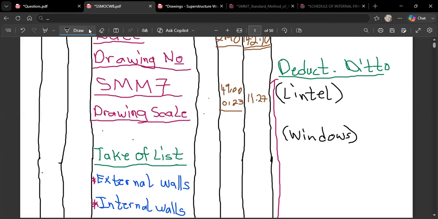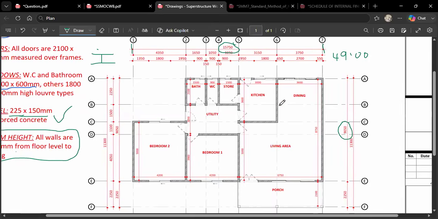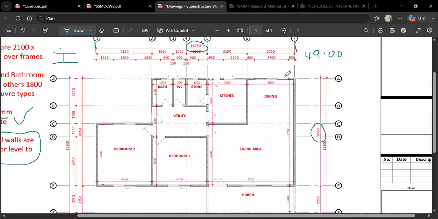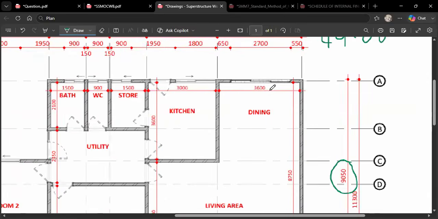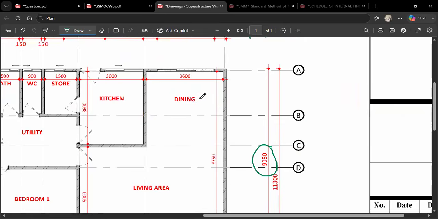So for the windows, take note that it's just the external walls that we are focusing on. Okay, so we're looking at the windows at the external surroundings of the walls. So over here, if you focus on the dining, the first one, what can you see over here? Let me just quickly zoom this so that everyone can see this well. Over here, the dining is what? 3,600. Isn't it? 3,600. Yes.